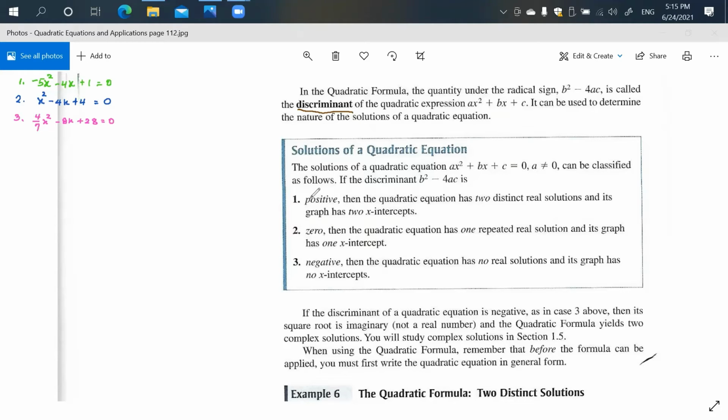If it comes out positive, like question one here, then this is going to have two x-intercepts. So x-intercepts mean I have two domains, okay? And second, if you find the discriminant equal to 0, then you're going to have only one x-intercept. And if you have negative, you have no x-intercept. So these are the only three cases when you use the discriminant.